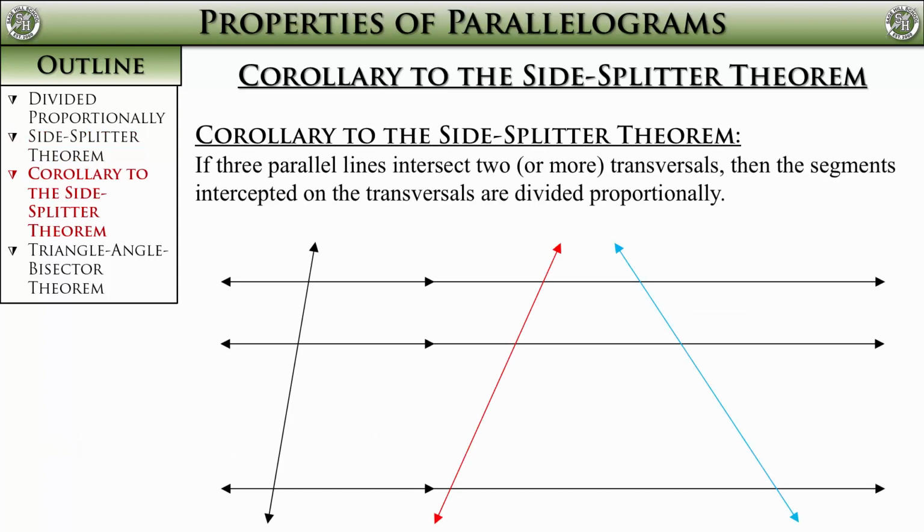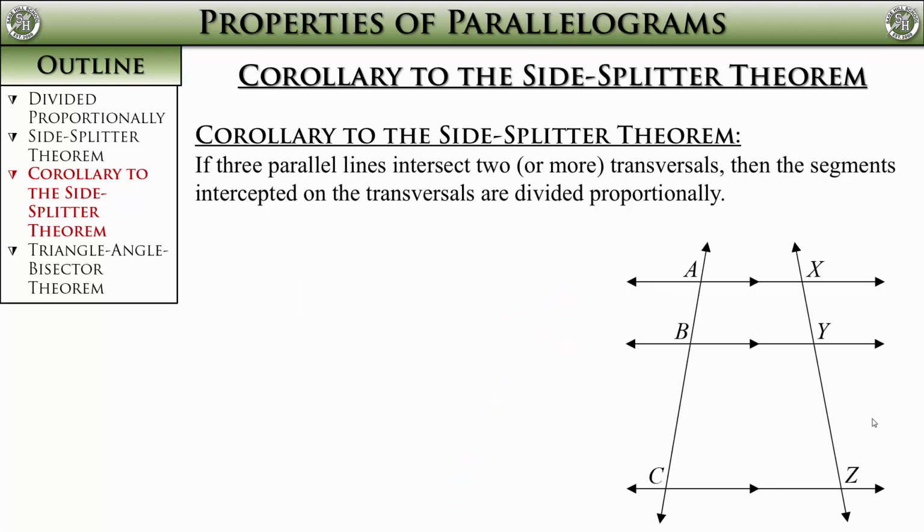The next one is a corollary to the last one. Remember, corollaries are theorems that directly come out of the conclusions from another theorem. If three parallel lines intersect two or more transversals, then the segments intercepted on the transversals are divided proportionally. So just to get the idea across of divided proportional one more time, this black transversal in between the parallel lines has been split so that 30% of the transversal is above the middle parallel line and 70% is below the middle parallel line. This theorem says that the other transversals are divided into the same size chunks. That's what this divided proportionally stuff means.